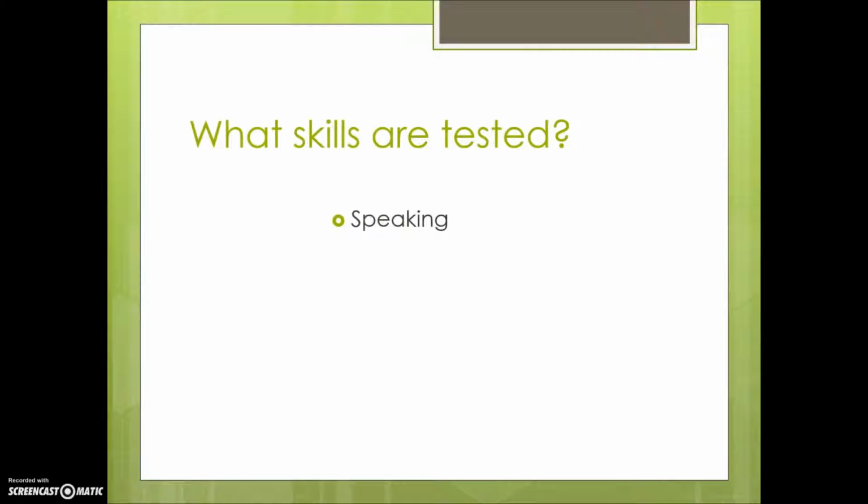What skills are tested? The first one is speaking, listening, reading, and writing. These are the four main skills that are tested. Students need to be able to speak proficiently in English. They need to listen; they need to make sure they are able to comprehend what people are saying in English. Reading, they need to have that literacy through text. And writing, they need to be able to apply their literacy in a form of writing.